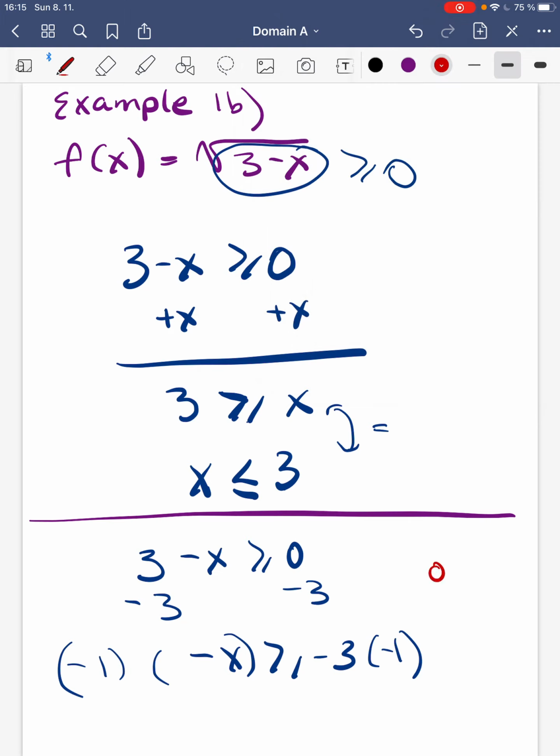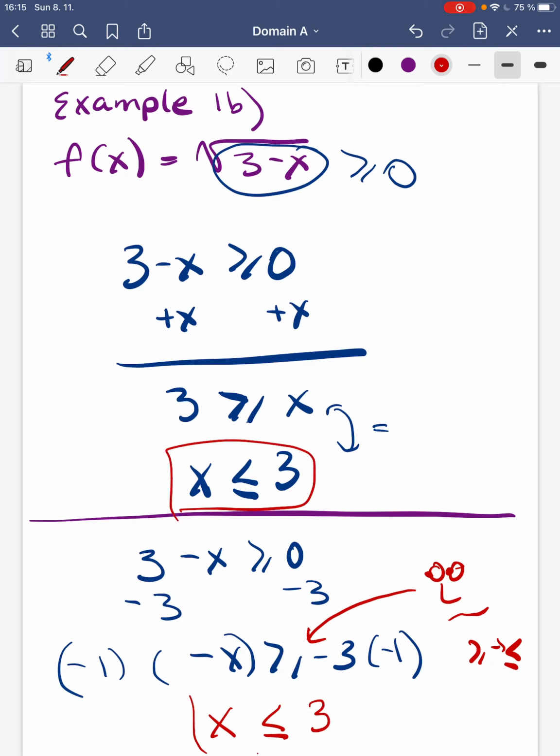So really, really pay attention to this. You have to flip the sign. This is going to go this way. And then you notice that it's exactly the same as this. If you don't flip the sign, you get the opposite answer. So it's kind of a weird quirk that you have to do that.